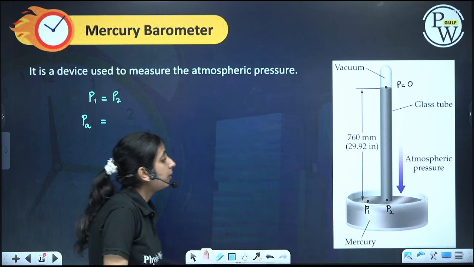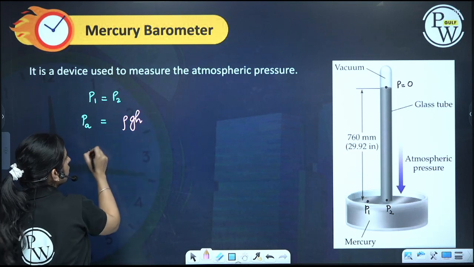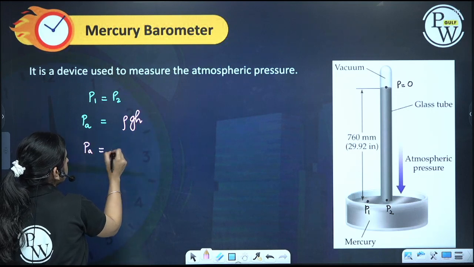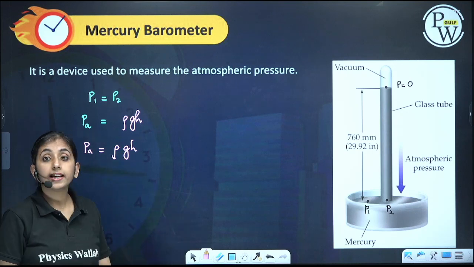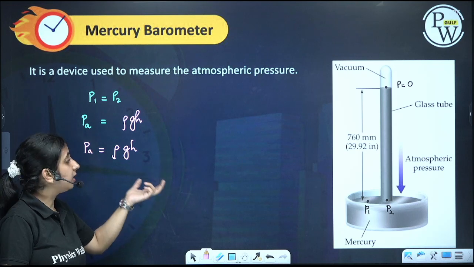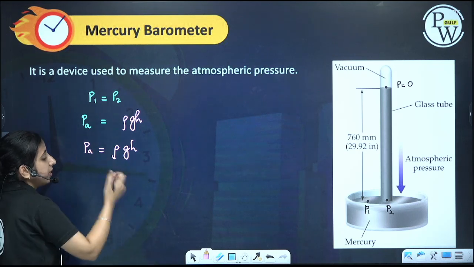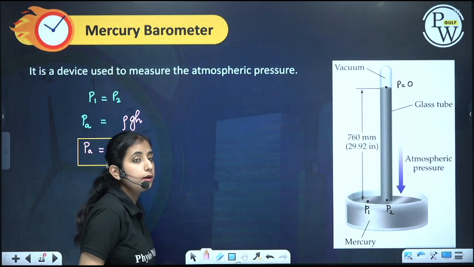Now see, P2 will be equal to 0 plus rho gh. So from here we get pressure is equal to rho gh. If we substitute the height as 760 millimeters and rho as 13.6 into 10 raised to the power 3, we get the atmospheric pressure. From here we found out the atmospheric pressure.